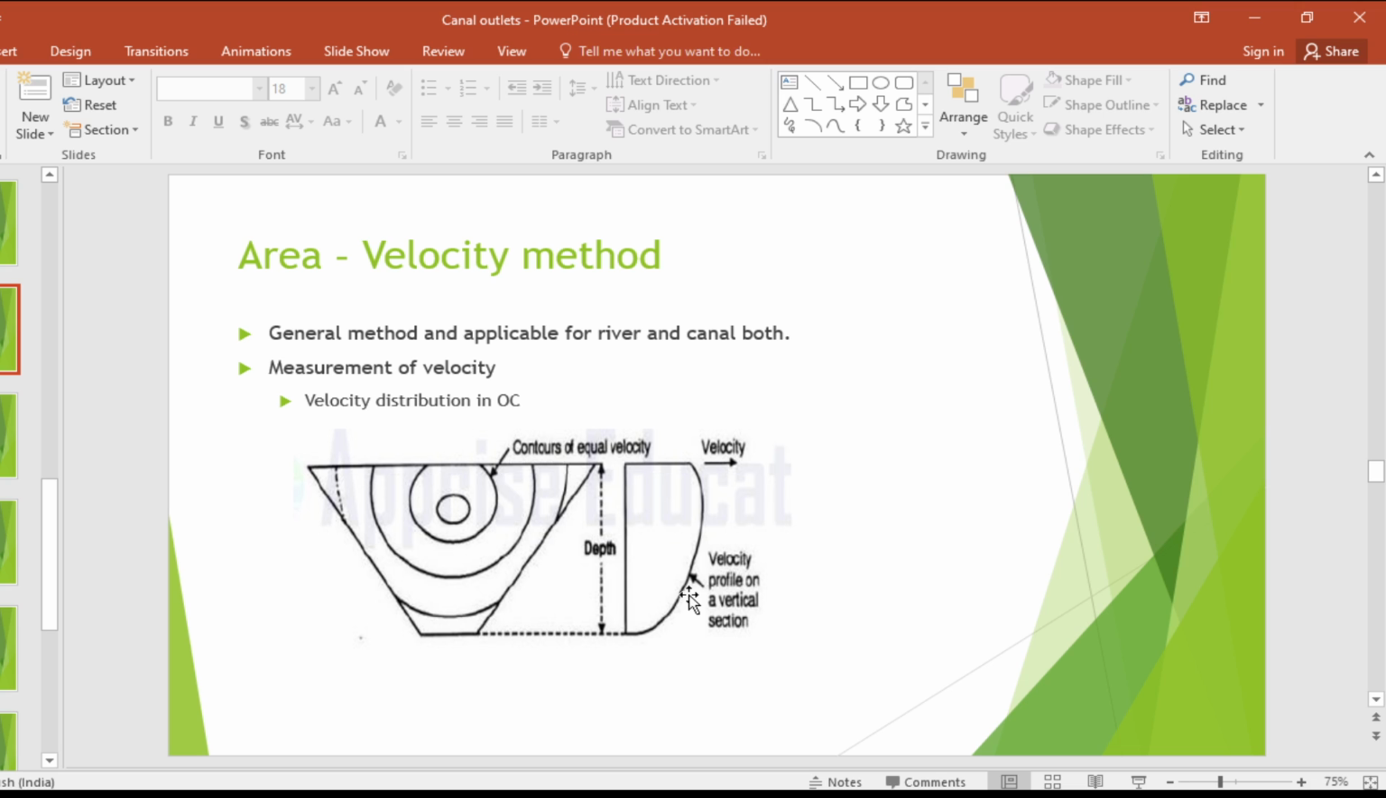For measuring the velocity in the channel section, a straight and well defined reach of the channel should be selected. Because we have to measure the velocity, a well defined and straight reach should be selected so that we can easily measure the velocity of that channel section. Now the site should also be free from disturbing influences.